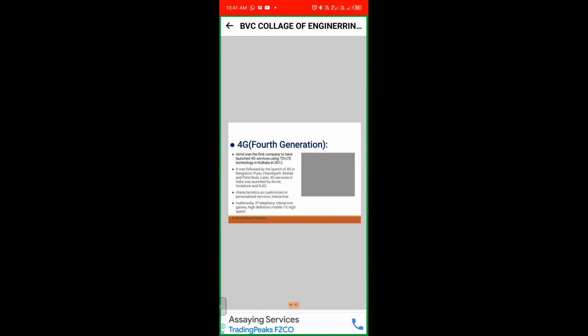Coming to the fourth generation of wireless technology, Airtel was the first company to launch 4G services using TD-LTE technology in Kolkata in 2012. It was followed by the launch of 4G in Bangalore, Pune, Chandigarh, etc. Later, 4G services in India were launched by Aircel, Vodafone, and Jio. Characteristics are customized or personalized services, interactive multimedia, IP technology, high definition mobile TV, high speed, and broadband internet. It contains more than one mode.